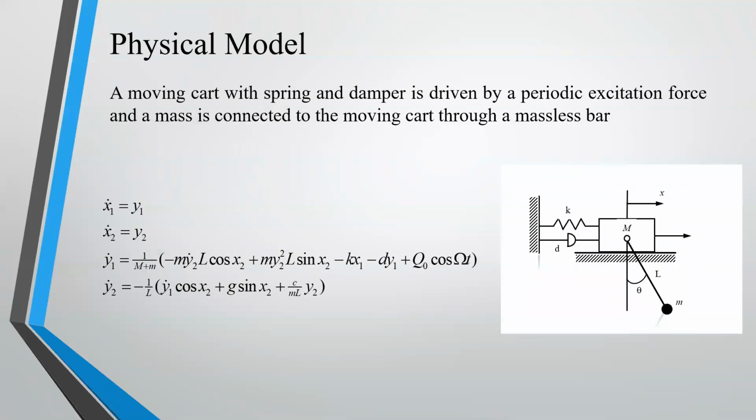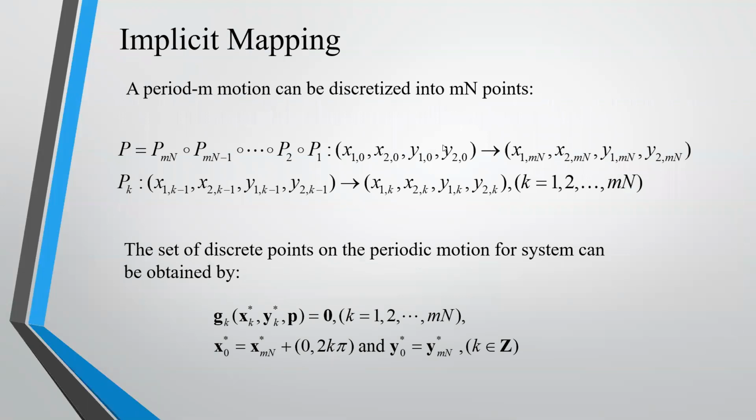So this is the physical model. We can see a moving car with a spring and a damper is driven by a periodic excitation force, and the mass is connected to the moving car with a massless part. So this is a typical moving car pendulum system. This equation is obtained by the Lagrange mechanics. This x1 means the displacement of the car, which is x, and this x2 is the displacement of the pendulum, which is theta.